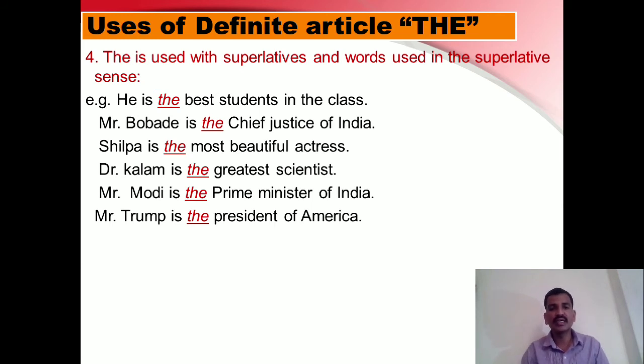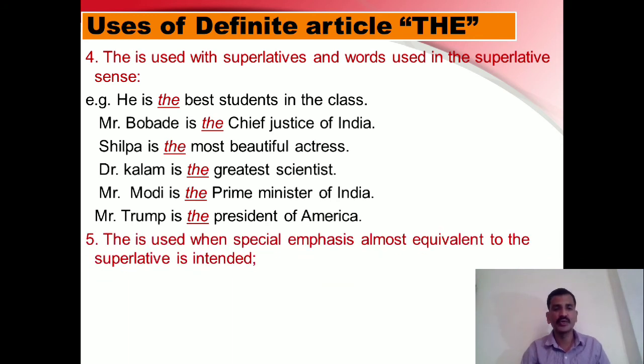Some words like the greatest, the best, the most beautiful, these are in the superlative form. But the other words like the Prime Minister, the President, the Chief Justice of India, these are in the superlative sense. So always use "the" as the definite article. Last sentence we'll try to understand. Mr. Trump is the President of America, in the superlative sense.